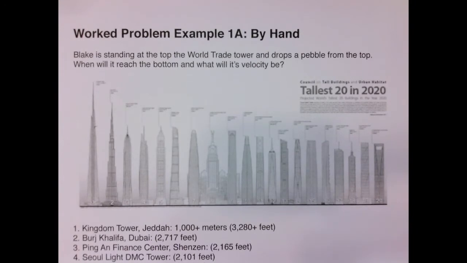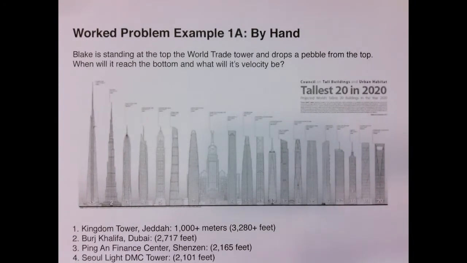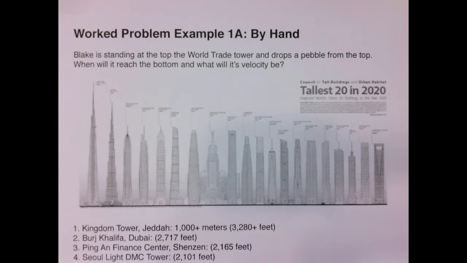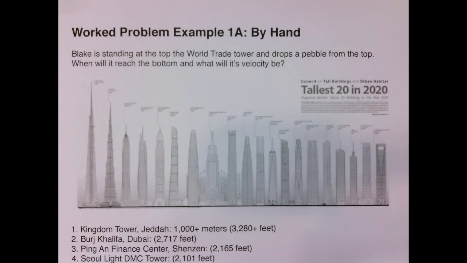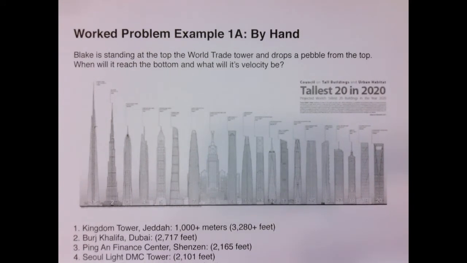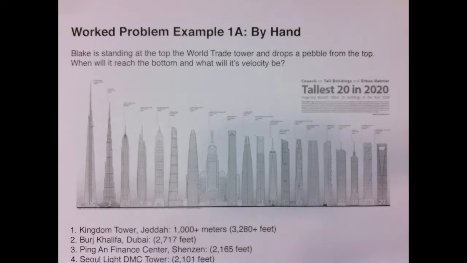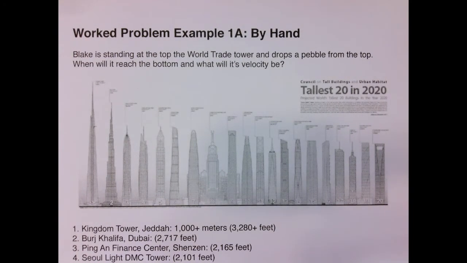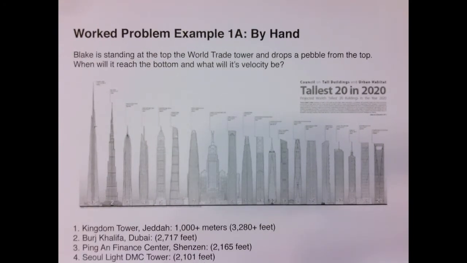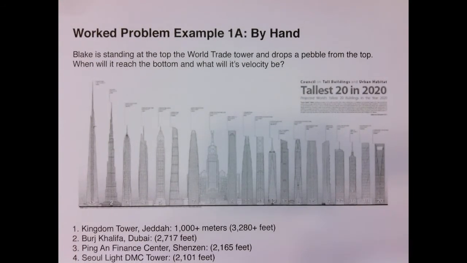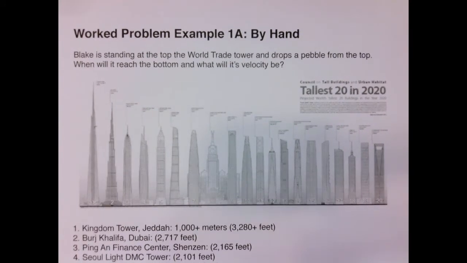So let's do our first problem. Here's a word problem we might deal with. Blake is standing at the top of the World Trade Tower and drops a pebble from the top. Of course, that could be rather dangerous, but this is a theoretical exercise. When will it reach the bottom, and what will its velocity be?